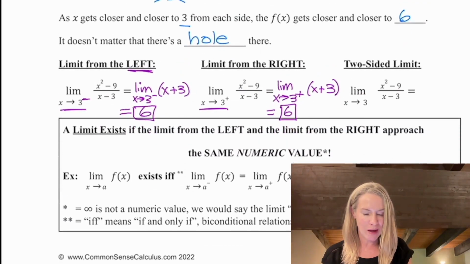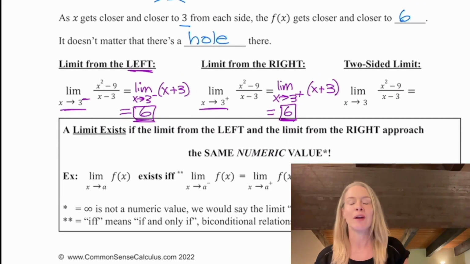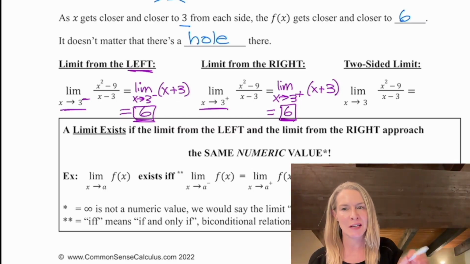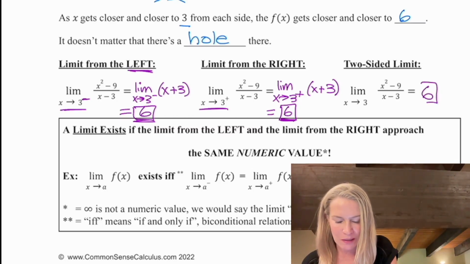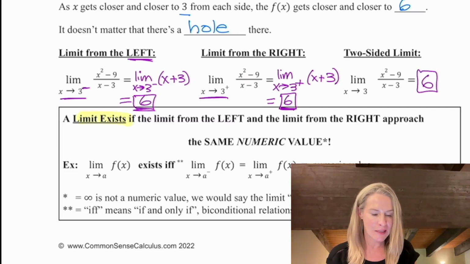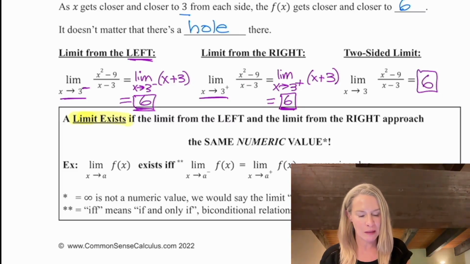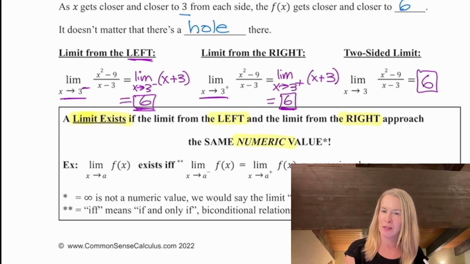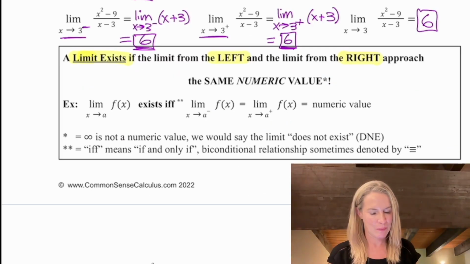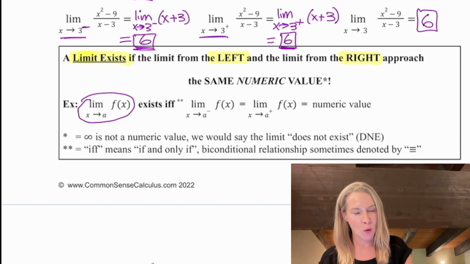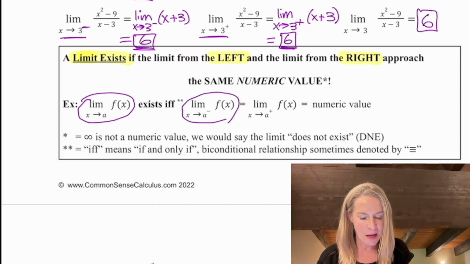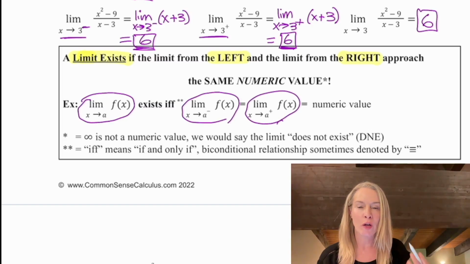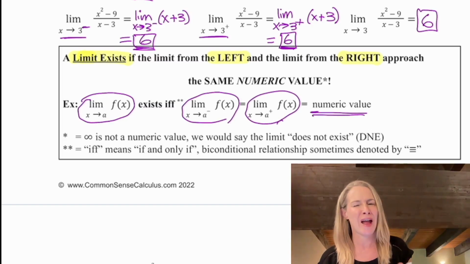Since both of these values, the left and the right, are 6, then we know that the two-sided limit does exist, and that is also 6. Remember, a limit exists if the limit from the left and the limit from the right approach the same numeric value. Has to be numeric, can't be infinity, has to be an actual real number. So this here is the two-sided limit, and that exists if and only if the left-hand side and the right-hand side limits are equivalent and, of course, equal to an actual number.